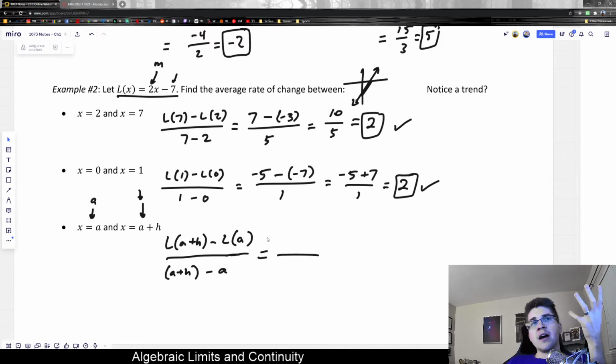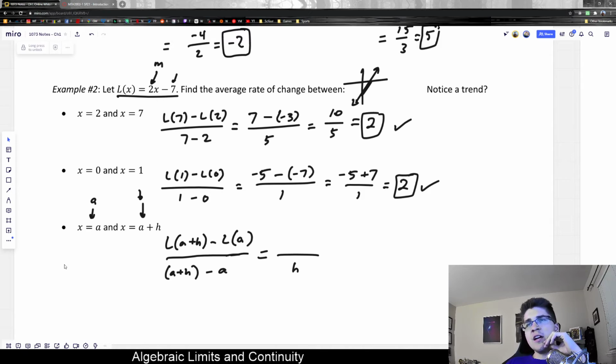Well, the denominator, all we have is A plus H minus A. Algebra would tell us, well, A and A minus A, those are like terms. Those would actually cancel each other out because A minus A would make 0. So the denominator actually would just simplify down to specifically H here.